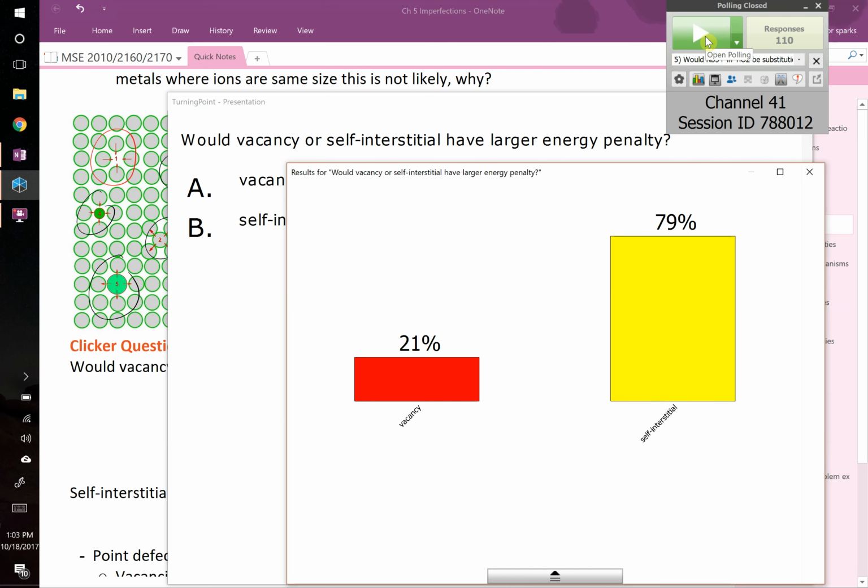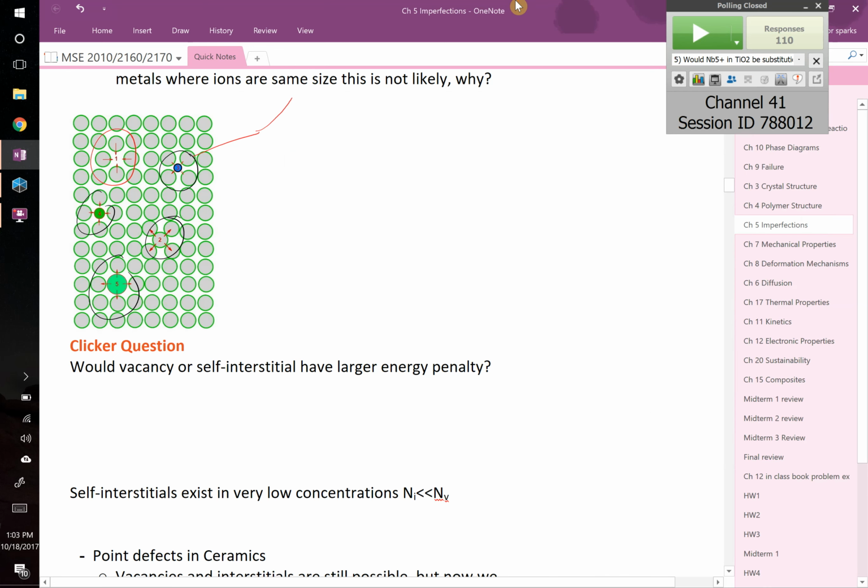Yeah, definitely it's going to be self-interstitial. And the reason why is because it creates much more strain. To try and cram an extra atom in there is pushing the other atoms apart. They'd way rather have a missing atom and have a dangling bond than be compressed together and strained, right?